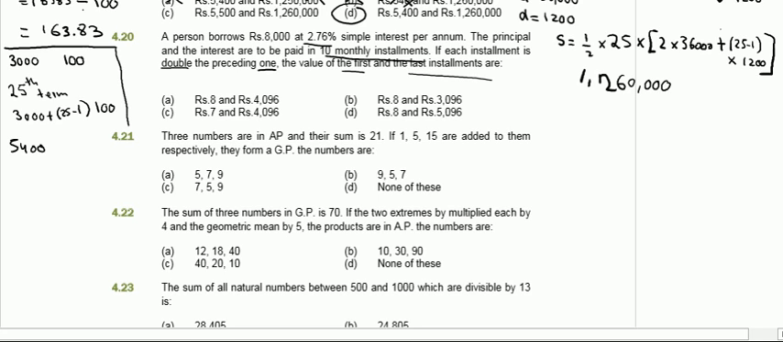Well, if each installment is double the preceding one, this specifies that the progression is not an arithmetic progression, it is a geometric progression, since the terms are the twice of the previous one or the double of the previous one. Furthermore, the total amount which needs to be paid will be, if we calculate the interest first, which is I equals to PRT, the interest for 10 months will be 8,000 into 2.76% into 10 over 12.